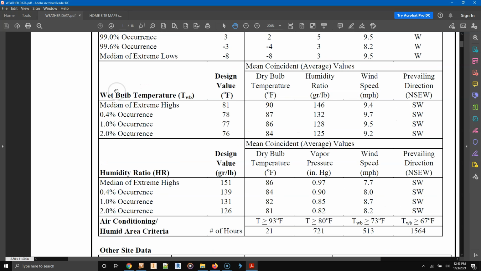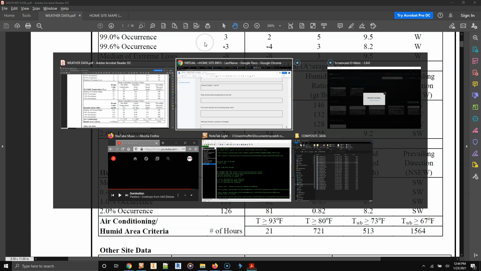So you might put wet bulb on the wet bulb temperature data table. We see that the prevailing direction of the winds is south and west. All right, so you would put that data in there.